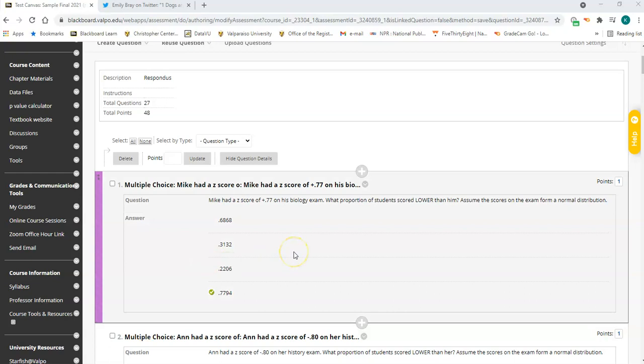Do you remember z-scores way long ago? So you need to know a little bit about those again. You need to remember that. So this question is asking, if someone has a z-score of positive 0.77 on an exam, what proportion of the students who took that exam did worse, had a lower score on that exam?